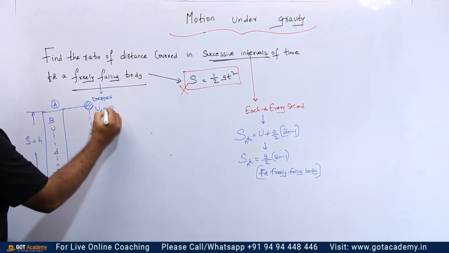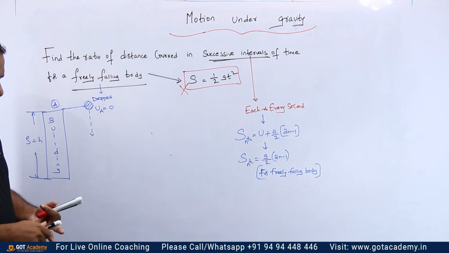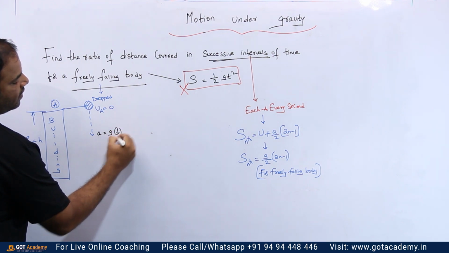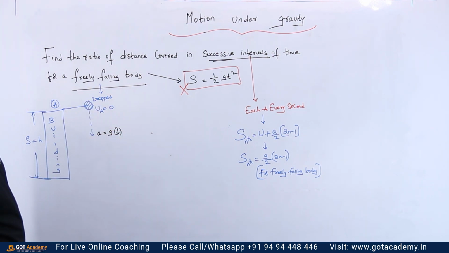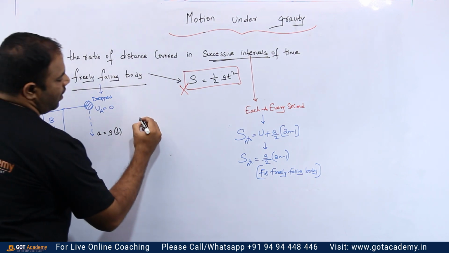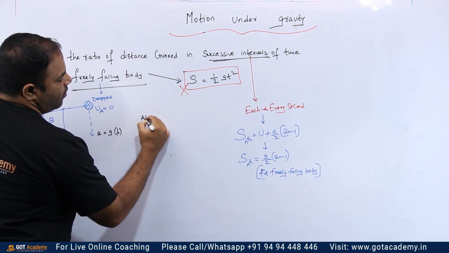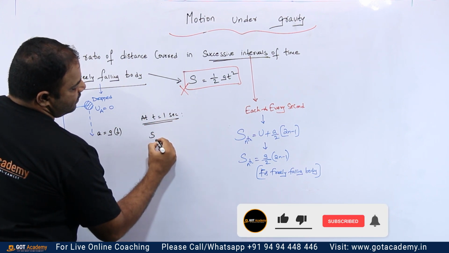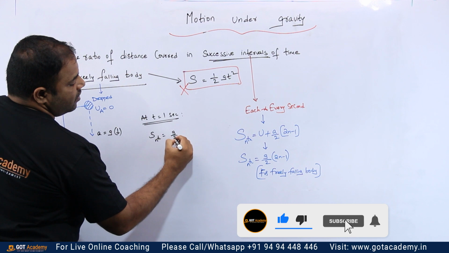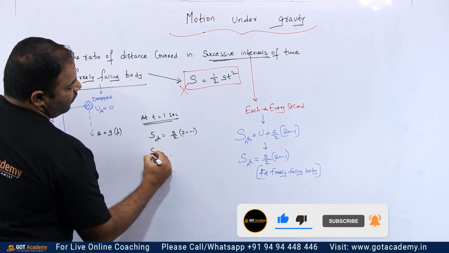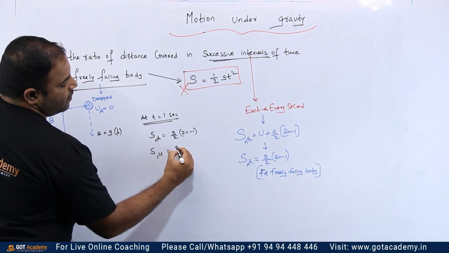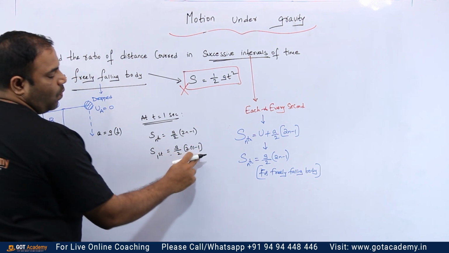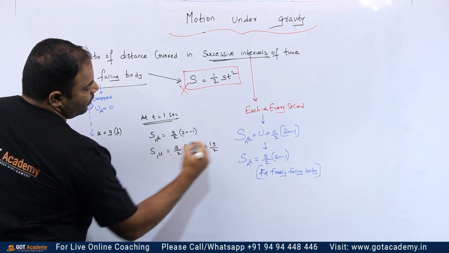Here the point is a. So velocity at point a is equal to 0. Since it is coming downwards, acceleration is equal to g. So all these are the same case as before. Now we have to use this formula. Now at t equal to 1 second initially. So what is the formula? S nth is equal to g by 2 into 2n minus 1. So if it is 1 second, that is the first second, g by 2 into 2 into 1 minus 1. So 2 minus 1, 1. So the answer is 1 g by 2.